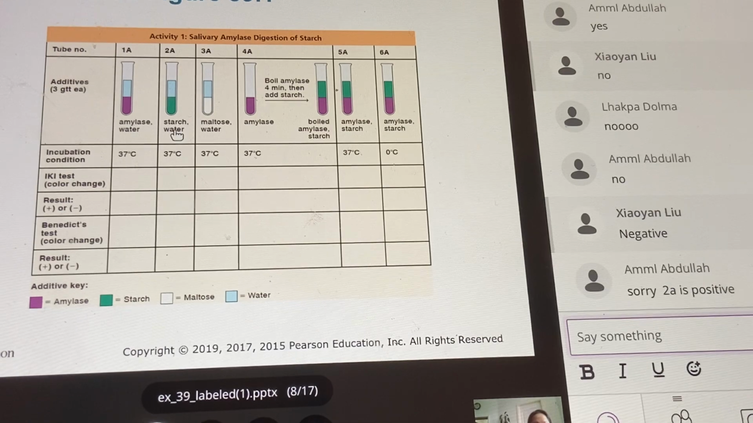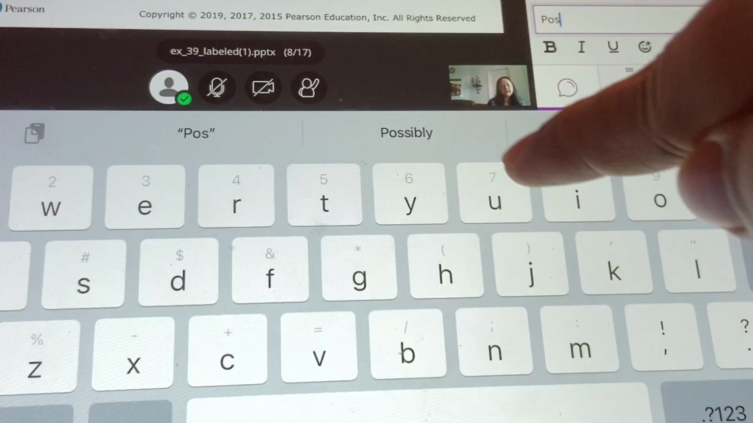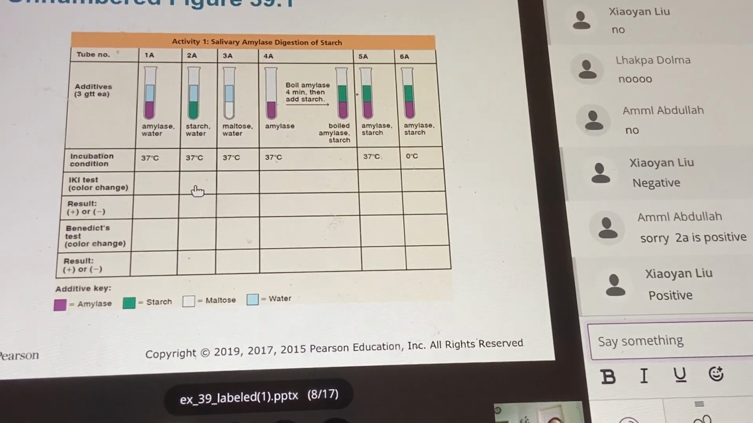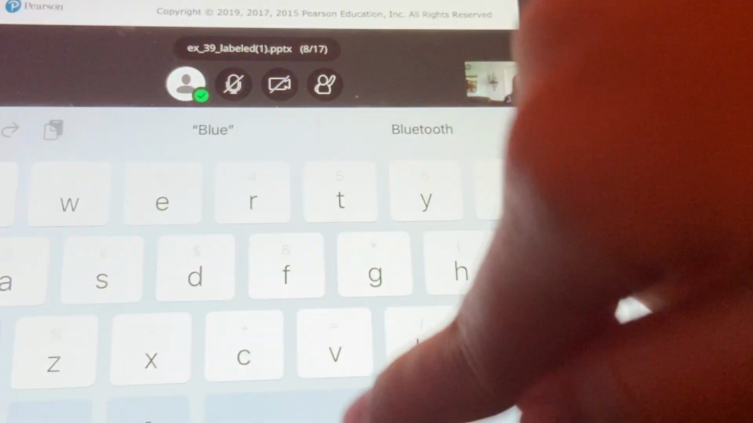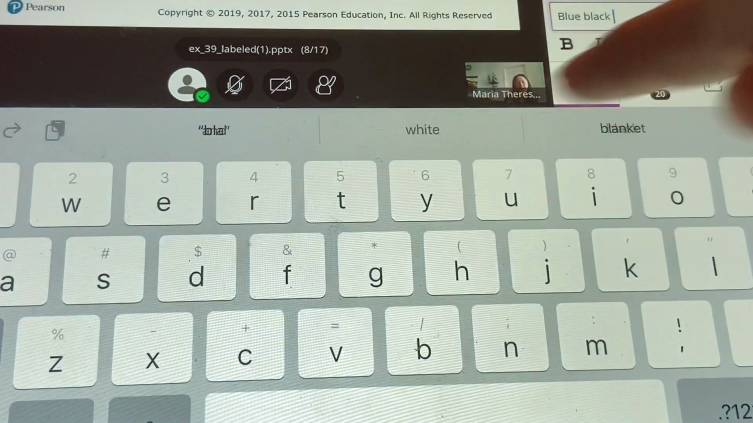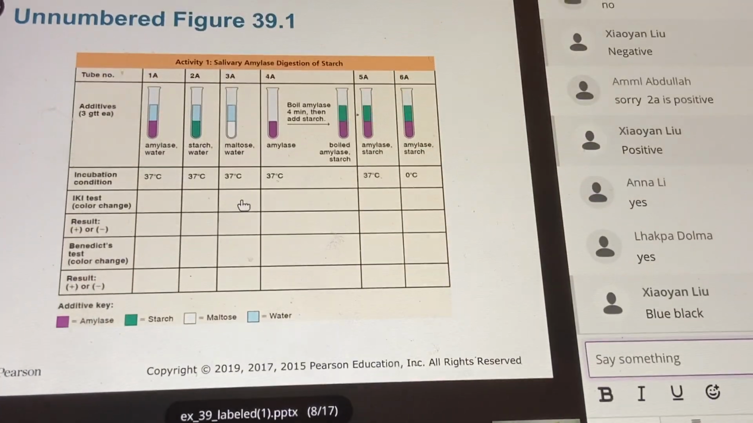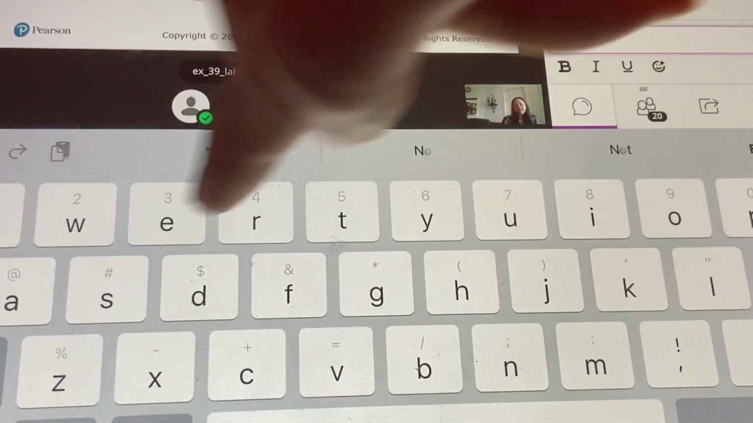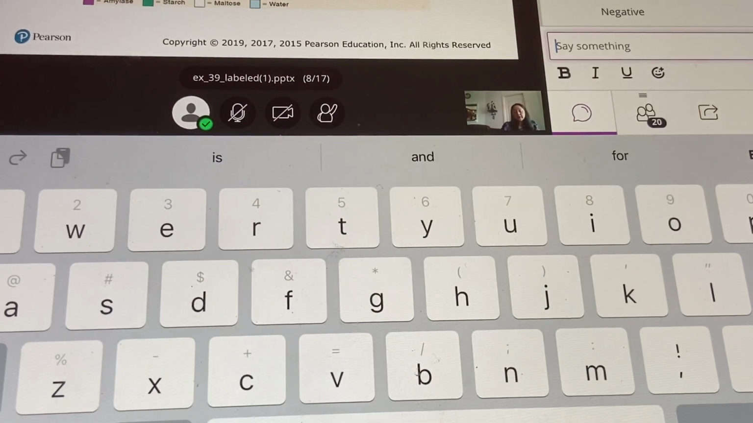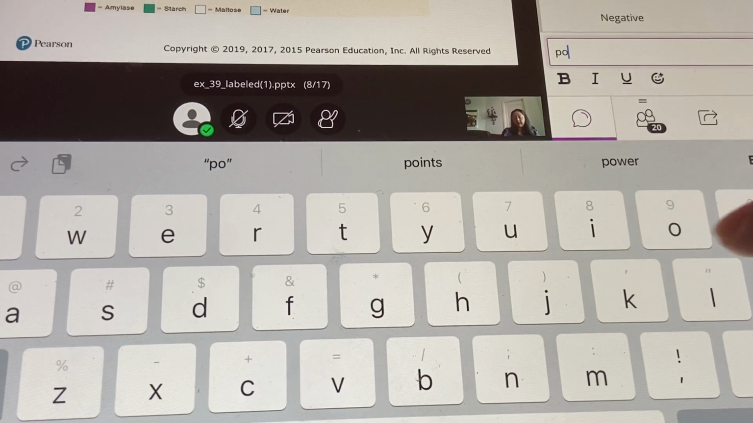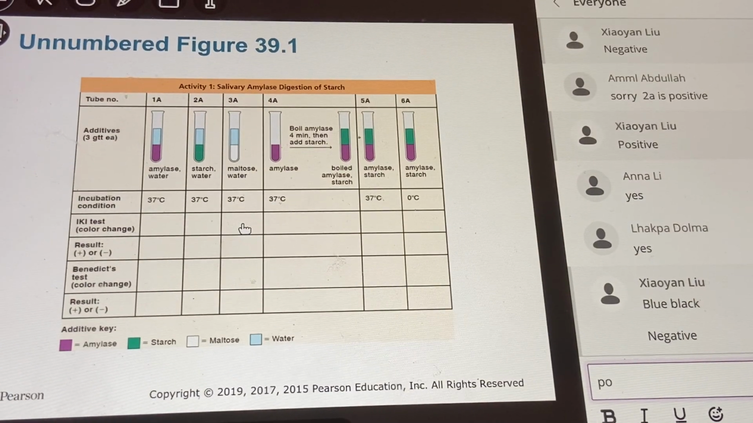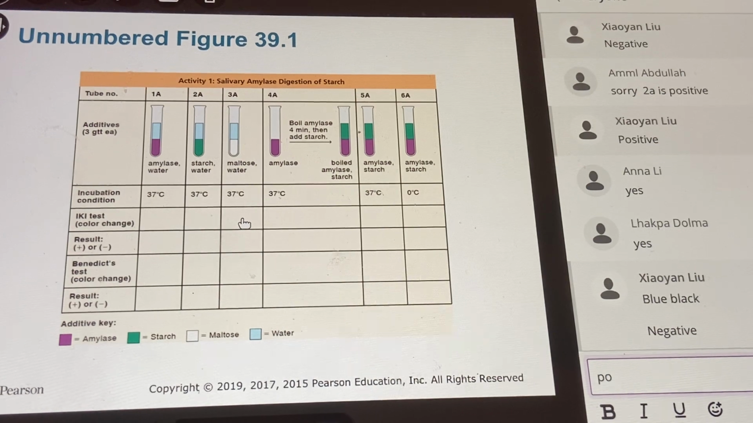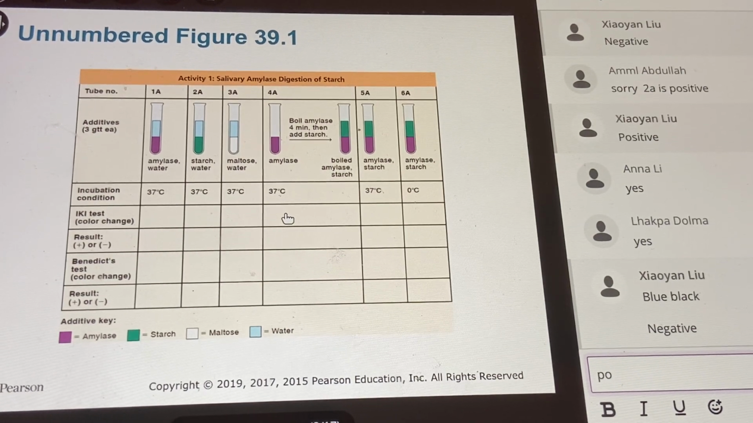So what about this one? Starch and water, soaked at 37 degrees. What will be your IKI test? Is it blue black? Blue black, because there's the presence of starch. What about here? Maltose and water. Maltose is a simple sugar, so IKI cannot detect that anymore. There will be no color change. It's negative for IKI. So your answer here is negative.